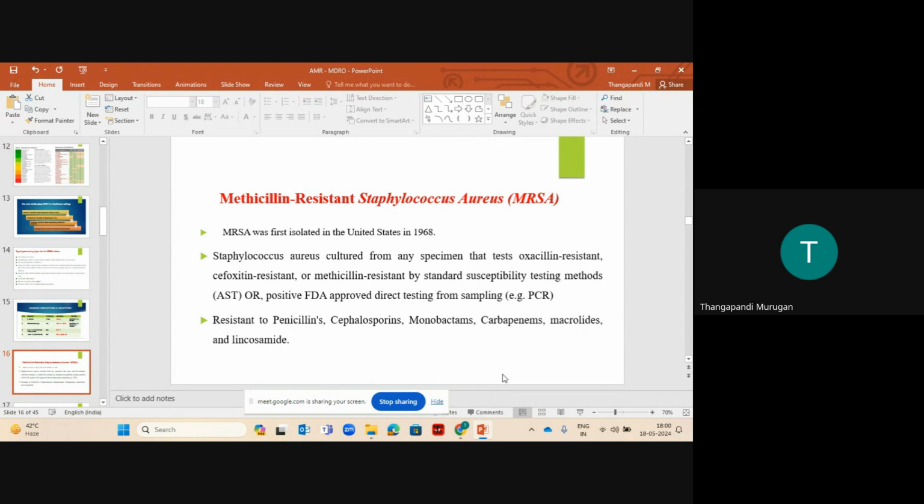And methicillin-resistant Staphylococcus aureus commonly will be resistant to the penicillins, cephalosporins, monobactam, and all three carbapenems, as well as macrolides and lincosamides. But it's not necessary that every case of MRSA will be resistant; in most cases it is like this.